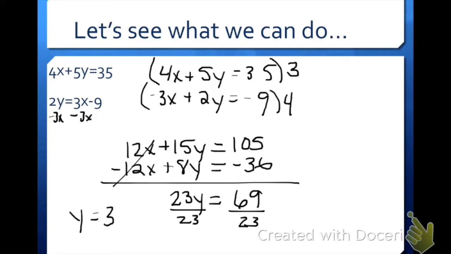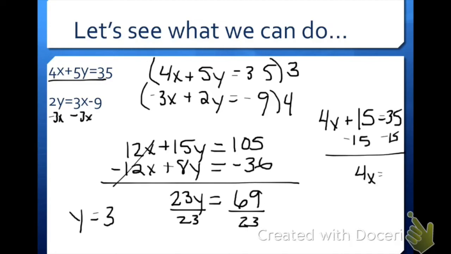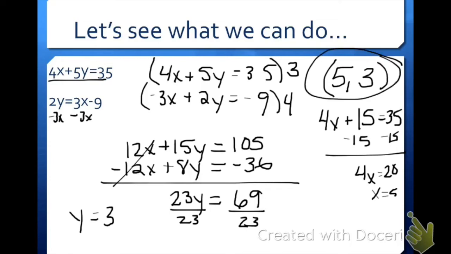Then we'll go through and put that into one of our original equations. We'd have 4x plus, if I put a 3 in for y, I'm going to have 15 equals 35. Subtract 15. 4x equals 20. x equals 5. So my solution is (5, 3). Again, with all of these solutions, you should at least mentally be putting them back into your original equations to make sure that they work for both of them before you move on and just assume that you have the right answer. You want to check to make sure you actually do.